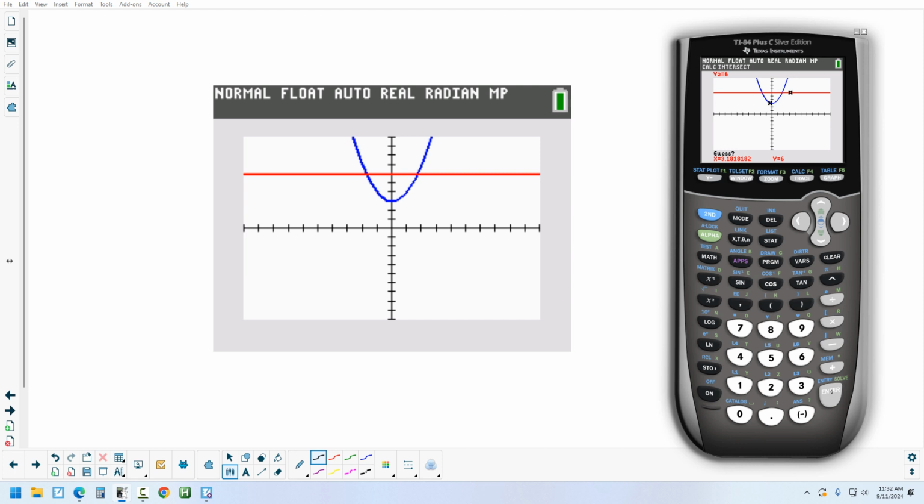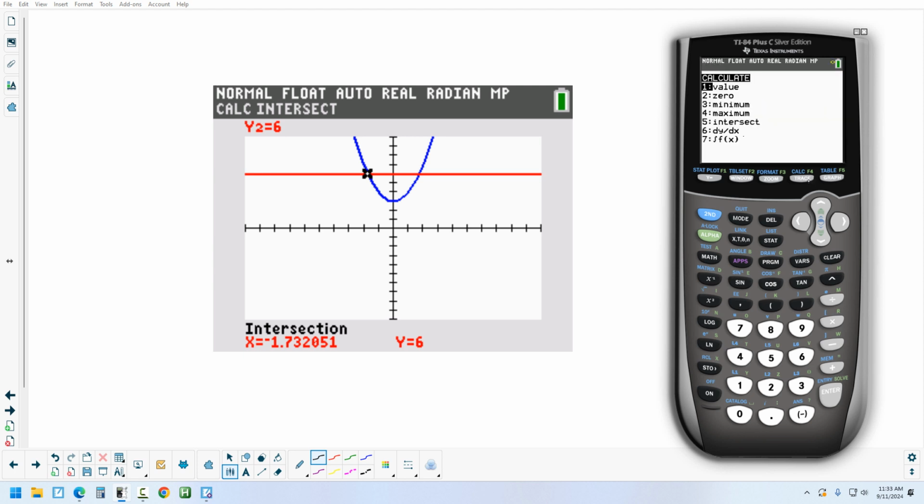Now, if I put the guess closer to the one on the left, like that, and hit enter, it gives me the intersection point for the one on the left. If I do it again, do intersect, blue, red, and now I move my guess just so it's closer to the one on the right, and hit enter. Now it gives me the intersection point on the right. This one was at positive 1.73, this one was negative.